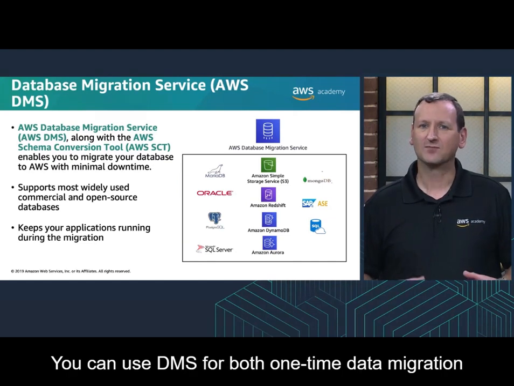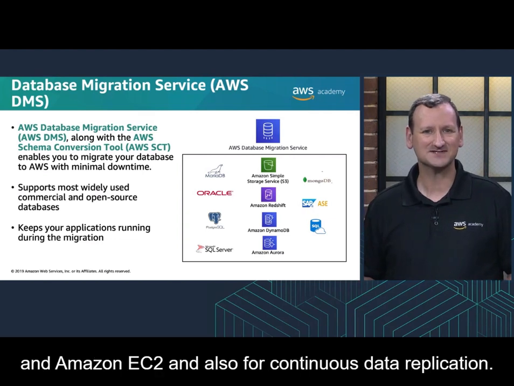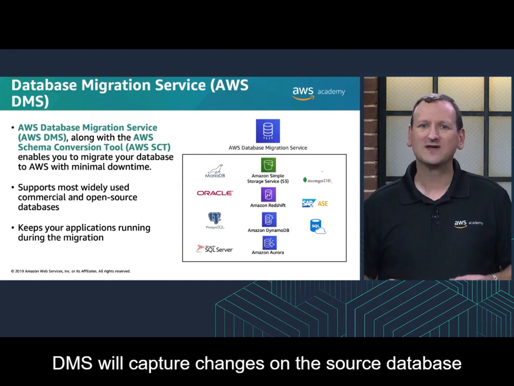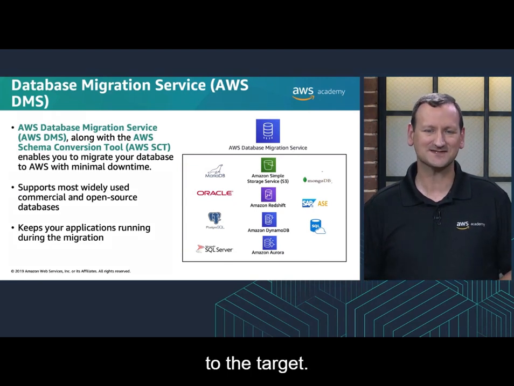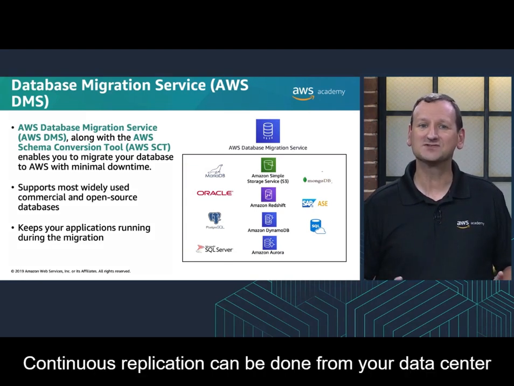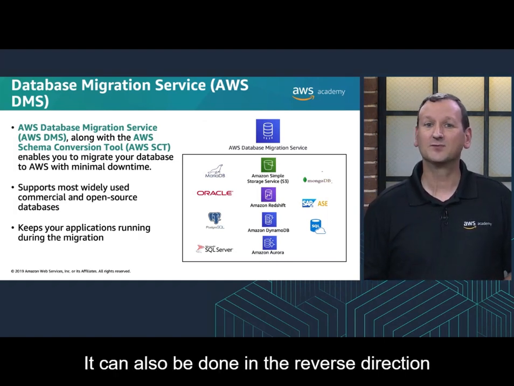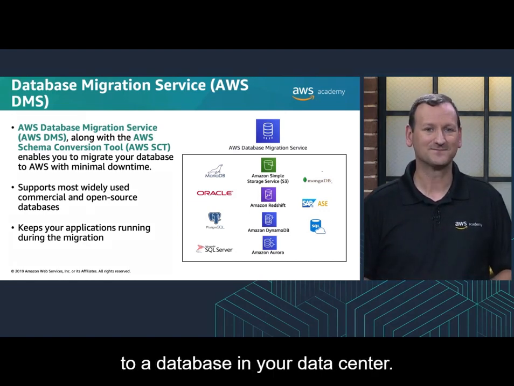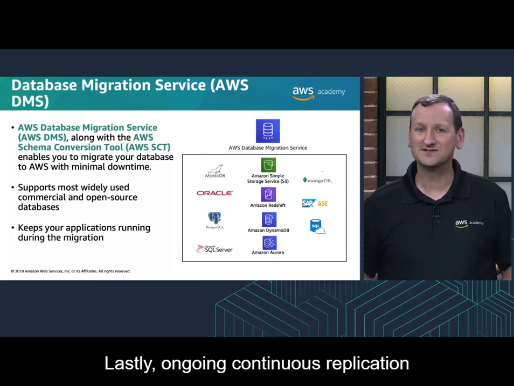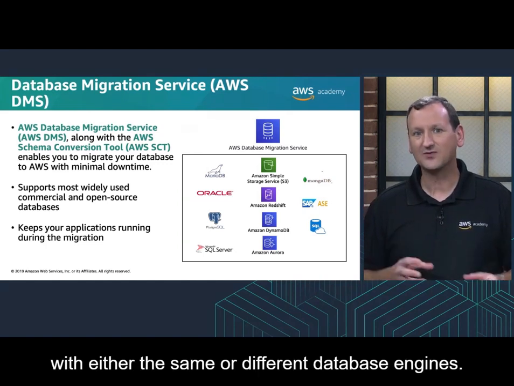You can use DMS for both one-time data migration into databases that are based in Amazon RDS and Amazon EC2, and also for continuous data replication. DMS will capture changes on the source database and apply them in a transactionally consistent way to the target. Continuous replication can be done from your data center to the databases in AWS. It can also be done in the reverse direction by replicating from a database in AWS to a database in your data center. Lastly, ongoing continuous replication can also be done between databases with either the same or different database engines.